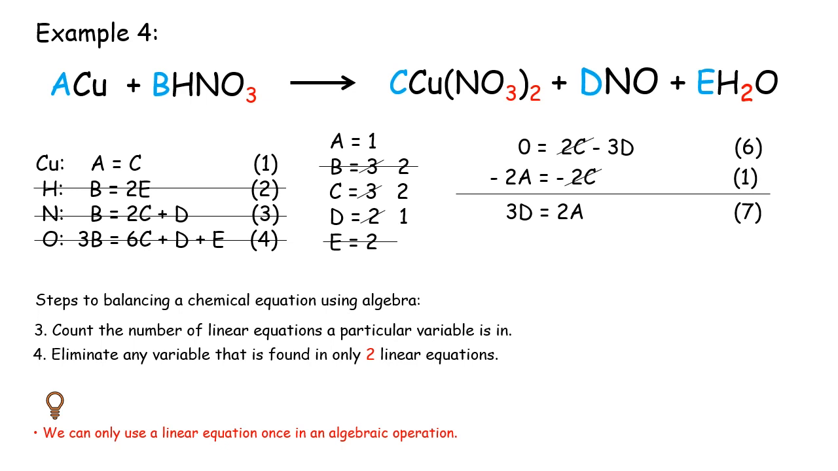a difference. By crossing out equation 1, we are left with only one linear equation. Equation 7. And with variable c eliminated, we don't have any more variables that we can eliminate, as both variables a and d only have a count of 1. We are now ready for the next step.